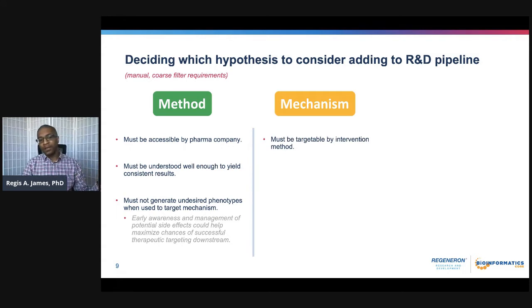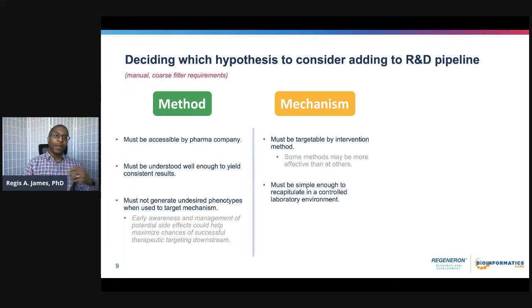Now, in terms of the mechanism, it must be targetable by the intervention method. If you have a great method and you have access to it, but that method doesn't really work on that mechanism, that's not something you can do anything about. And even if it does work, there can be varying degrees of effectiveness of the method in terms of targeting and attempting to remedy the mechanism. It must also be simple enough to recapitulate this mechanism, this molecular abnormality, within a laboratory environment so that it can be studied and treated.